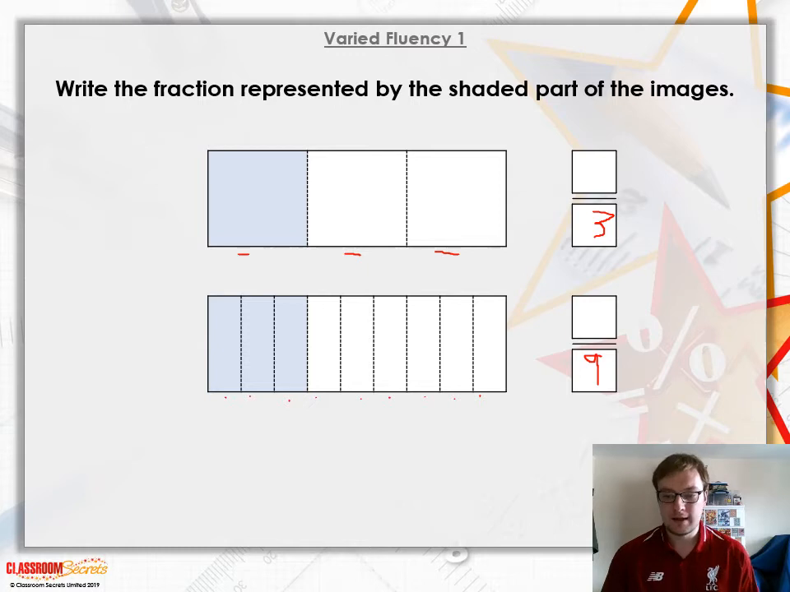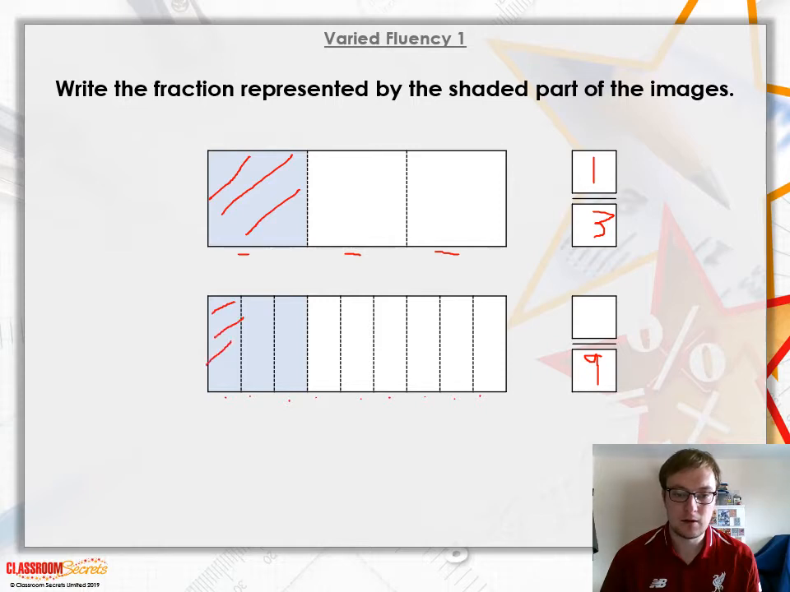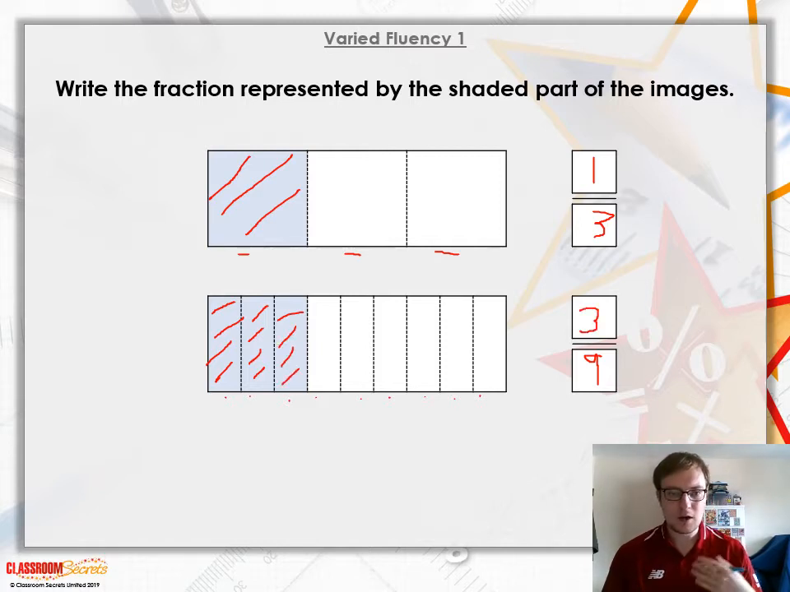Now for our numerator, that's the part that is shaded, and for this one it's this one here. So that's just one part shaded. For our bottom shape down here, all 3 of these are shaded, 3. So our top fraction is 1/3, and our bottom fraction is 3/9.